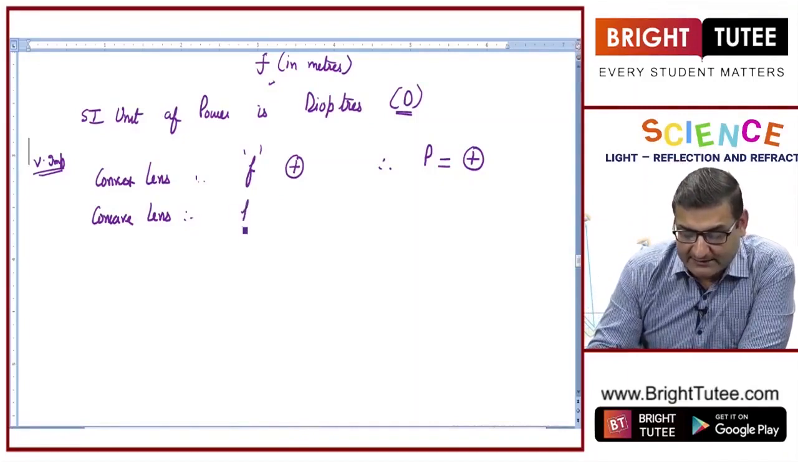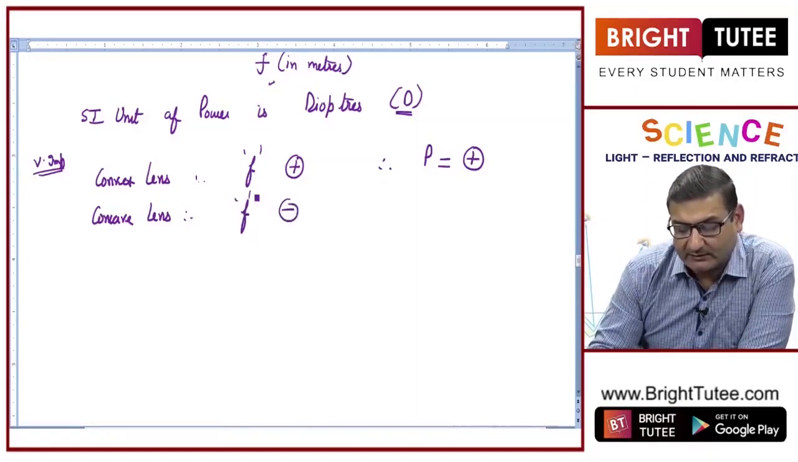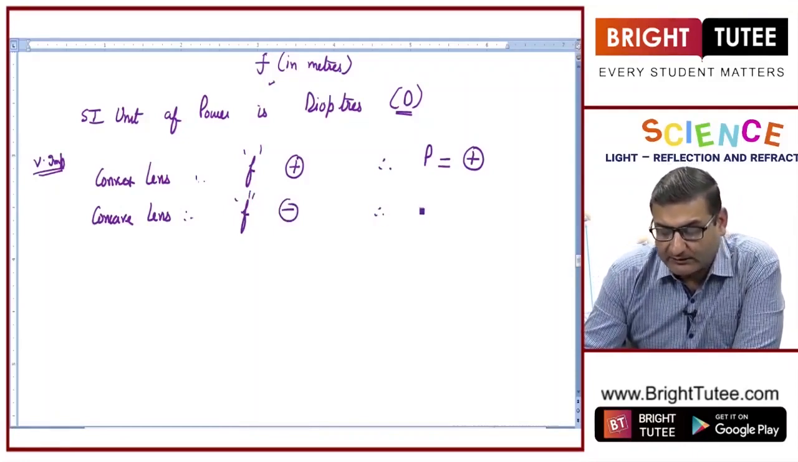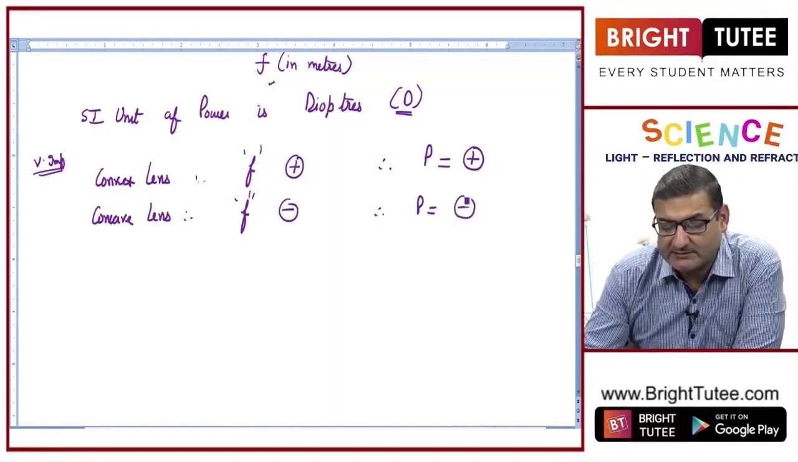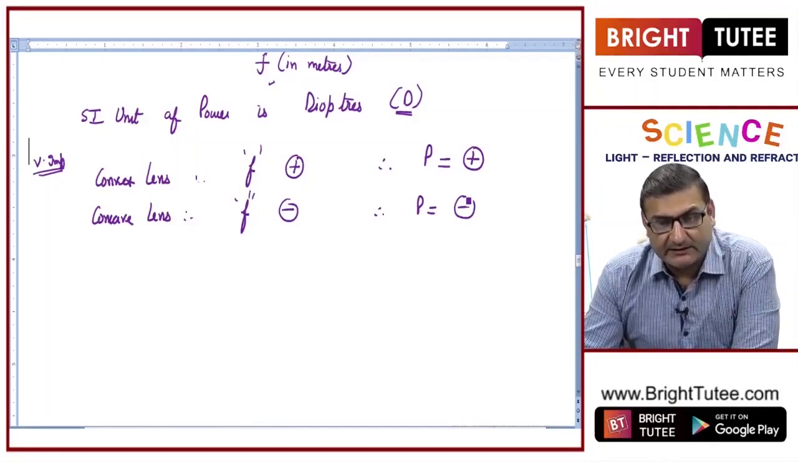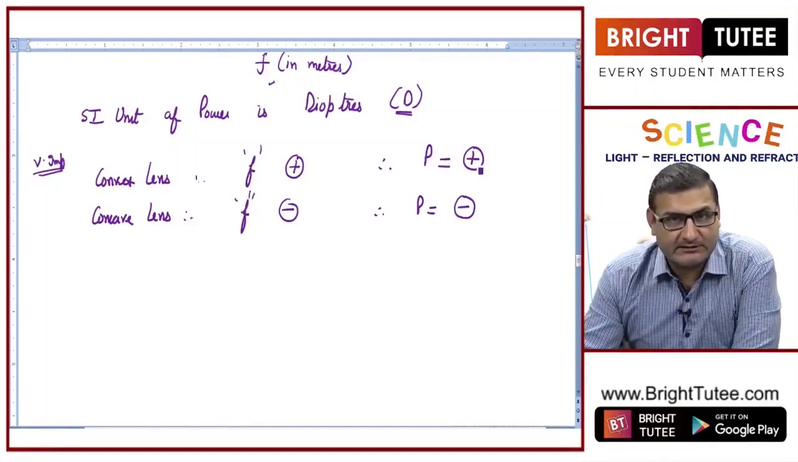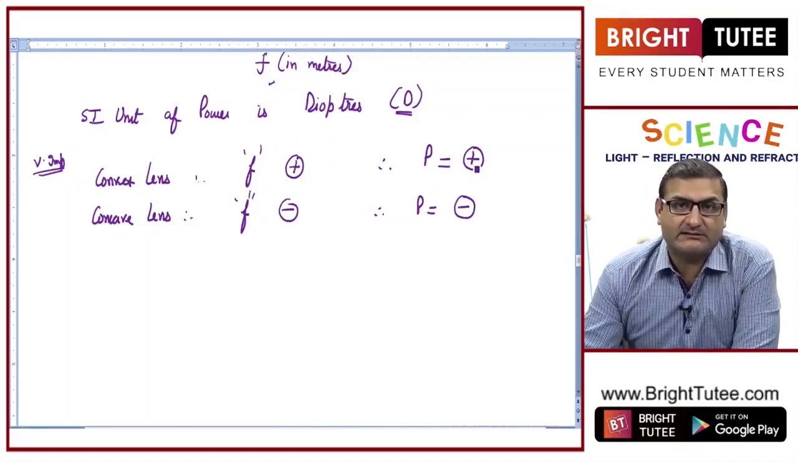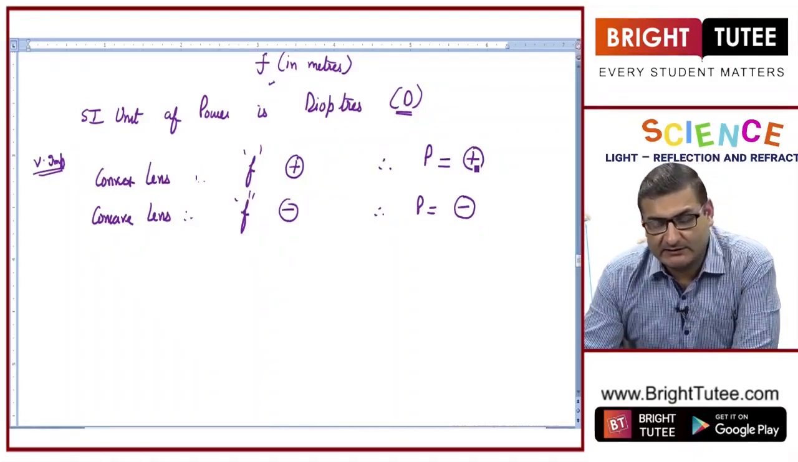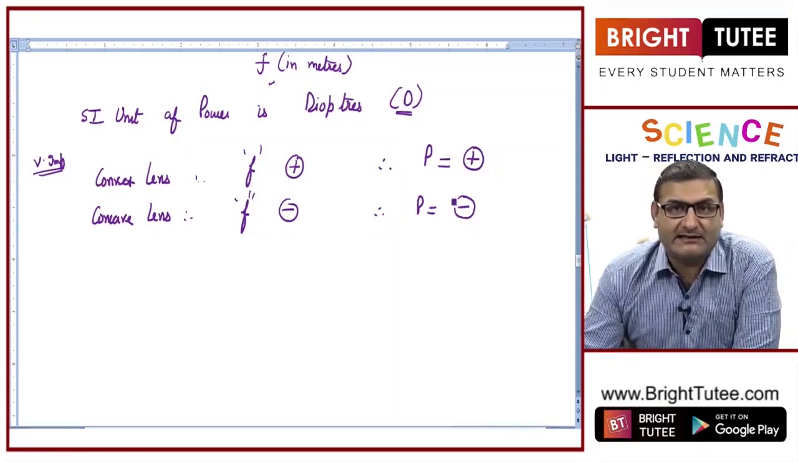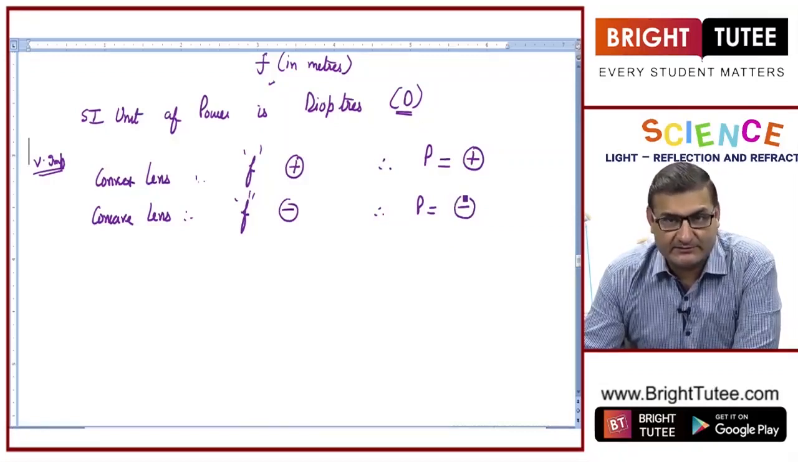The concave lens has a negative focal length. Why? Because the focus was in front of the lens, right? So, therefore, the power of a concave lens will also be negative. Got it? I repeat, if the power of a lens is positive, then we'll assume that the nature of the lens is that of a convex lens or it is a converging lens. And if the power of the lens is coming out to be negative, we'll assume that it is a concave lens, that is a diverging lens. Fine. This we need to remember.